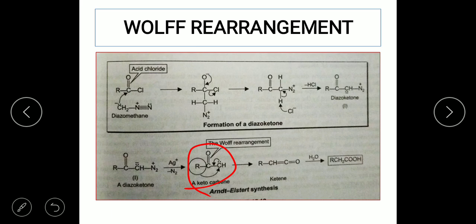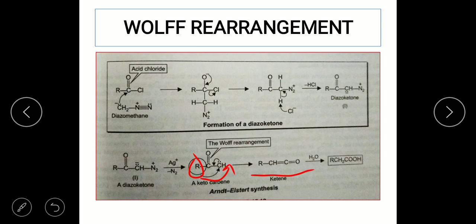Now this is where the rearrangement takes place. You can see how the electron pair on the carbon moves towards the carbonyl carbon to form a double bond, and once it forms a double bond, the carbon now has a positive charge. Now that positive charge has to be released. How is that going to happen? The alkyl group is going to shift towards the terminal carbon, and once it shifts, a ketene is generated.